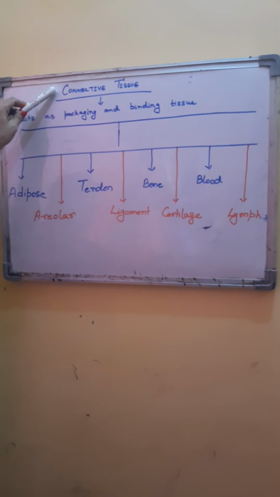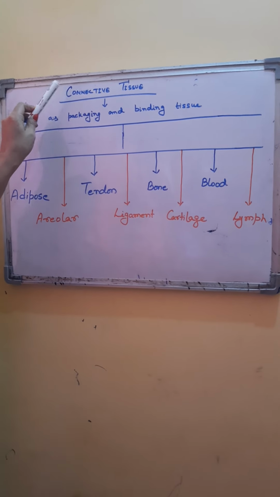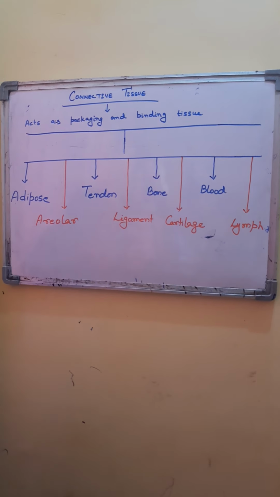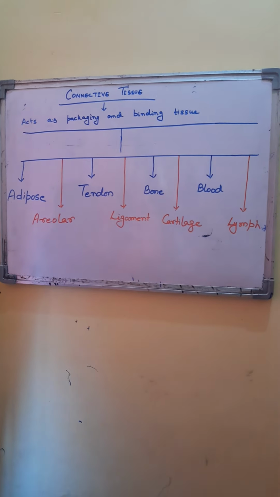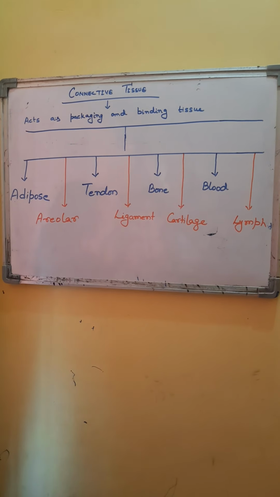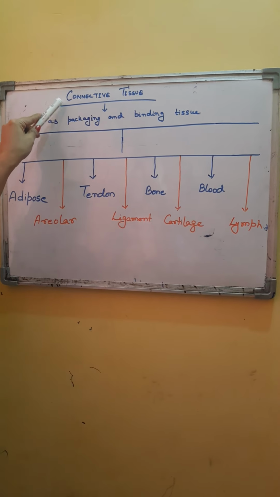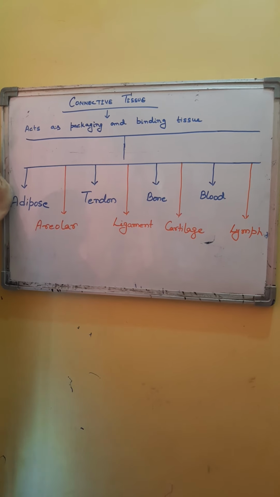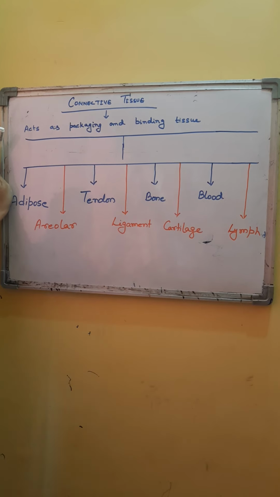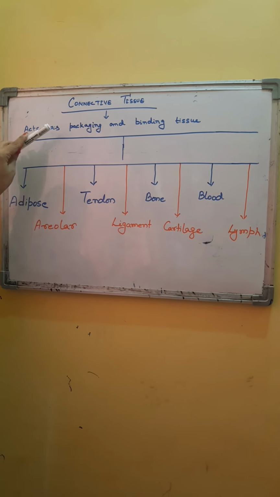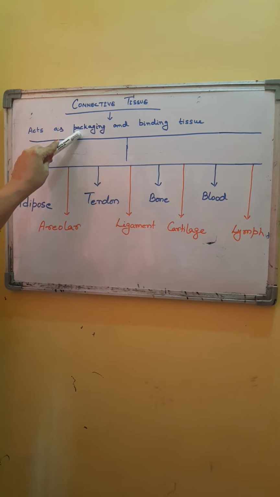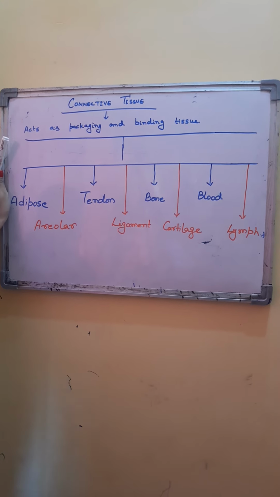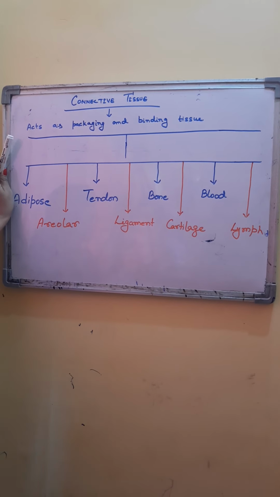The connective tissue can be described as packaging and binding tissue of the body. It acts as packaging and binding tissue. As the name suggests, connective, its main function is to connect different parts, different organs or different tissues of the body. Also, it helps in packaging and it binds the organs together. So this is the basic function of connective tissue.